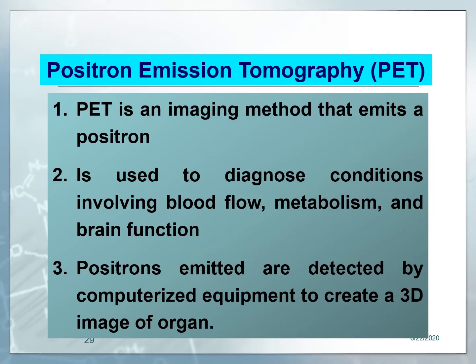Another common method of using radioactivity in medicine is positron emission tomography, PET. PET is an imaging method that uses an emitted positron. Medically, positron emitters, such as carbon-11, oxygen-15, and nitrogen-13, are used to diagnose conditions involving blood flow, metabolism, and brain function. Positrons emitted are detected by computerized equipment to create a 3D image of the organ.